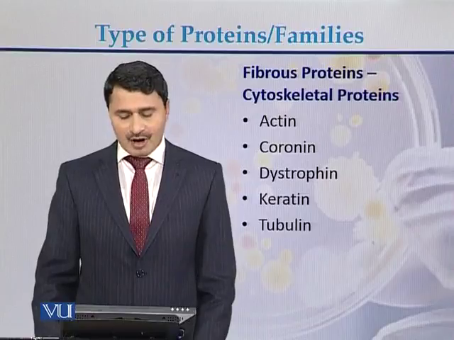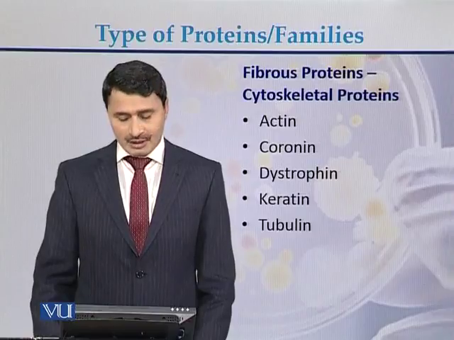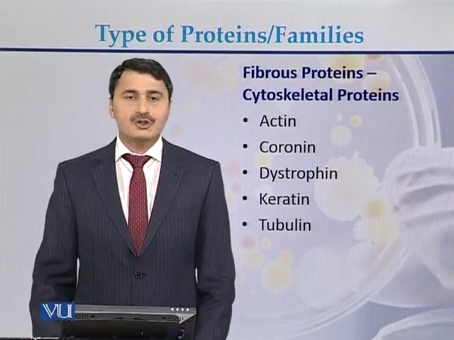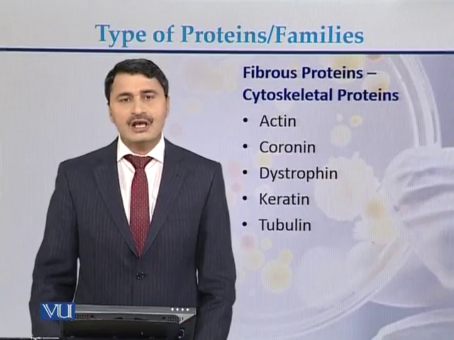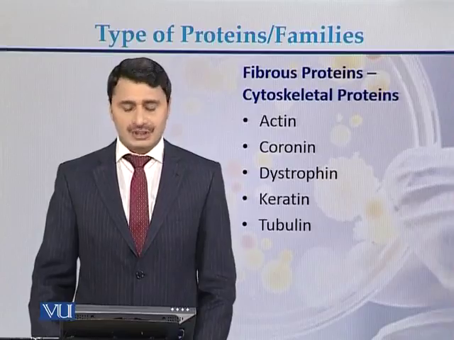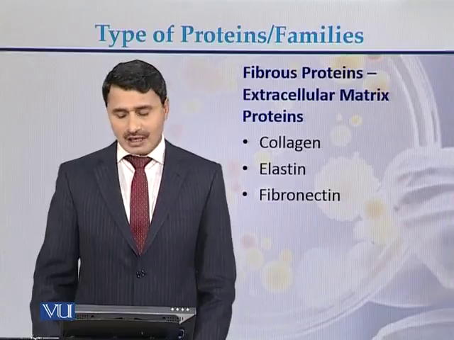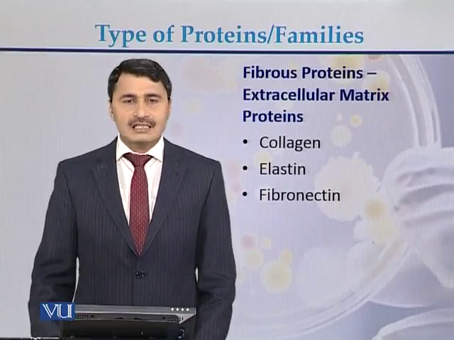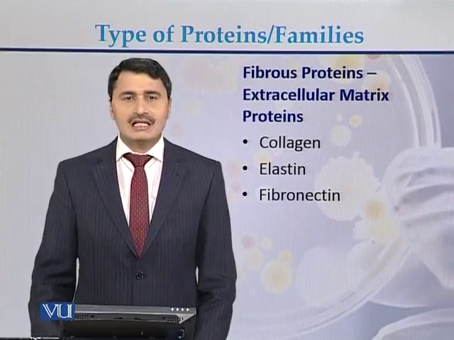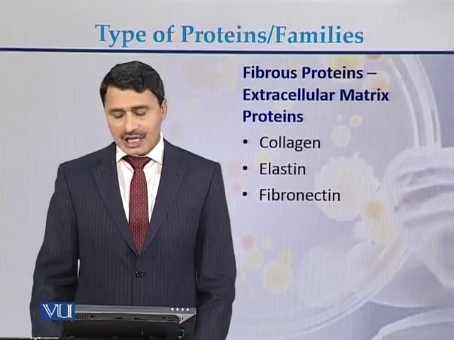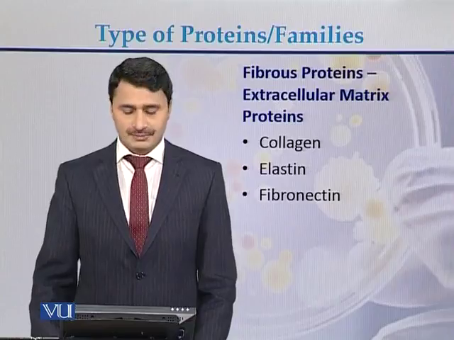The first type of proteins is called fibrous proteins. They can be in the form of cytoskeletal proteins. The examples are actin, chronin, dystrophin, keratin, and tubulin. These are some examples of cytoskeletal proteins, which are fibrous proteins. The second type of fibrous proteins can be extracellular matrix proteins, and the examples are collagen, elastin, and fibronectin. These are examples of extracellular matrix proteins, which are a type of fibrous proteins.